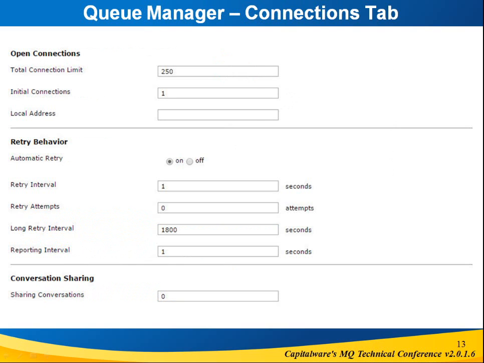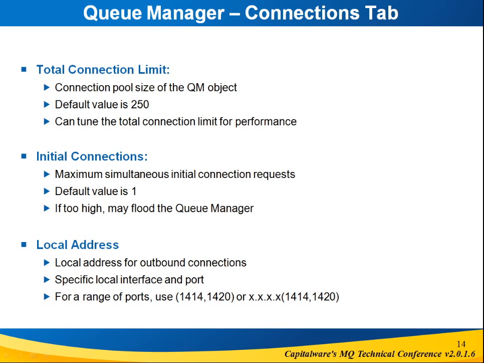Now we continue on. We have another tab in the Queue Manager Connection Object definition, which is the Connections tab. It begins with some parameters about the number of open connections, and then it talks about retry behavior and also conversation sharing. So let's look at them in turn. First of all, the total connection limit says how many connections the Queue Manager Connection Object can establish to the Queue Manager at any one time.